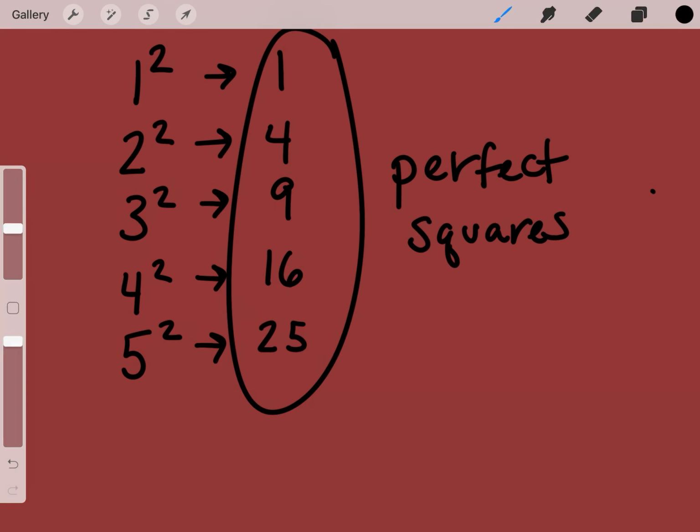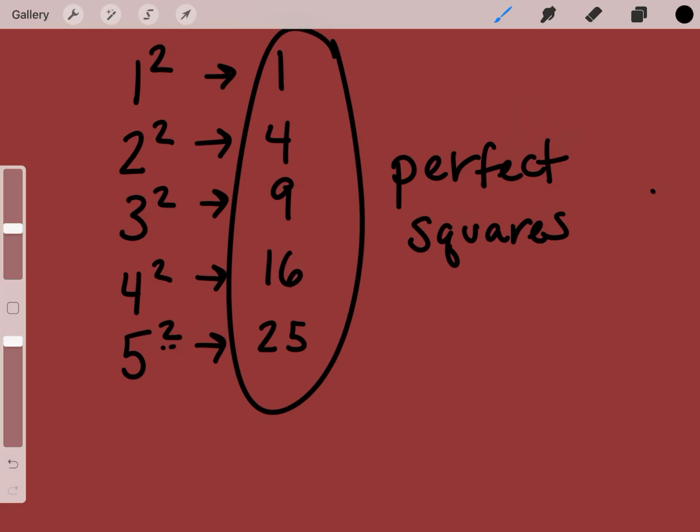They're called perfect squares because whenever you raise a number to the power of 2, it's called squaring something. 5 to the power of 2 is also known as 5 squared. 3 to the power of 2 is 3 squared. So the result of any of those operations, taking a whole number and raising it to the power of 2, or squaring it, is called a perfect square.